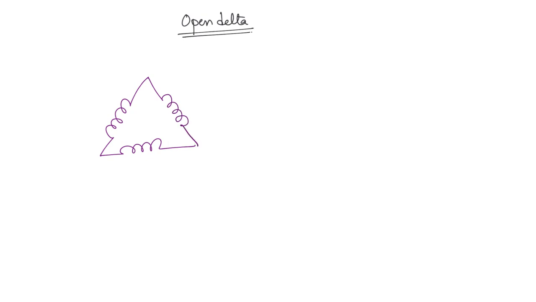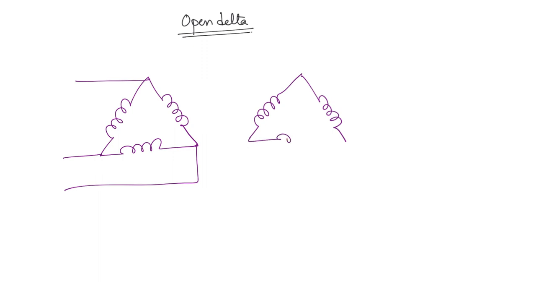Now we are going to discuss the open delta connection. So the delta connected winding is going to be like this, right? Now what happens if one of the phases is, for some reason, faulty or has been removed? Then what is going to happen? We are still going to get 3-phase output even if one of the phases is removed. That is the significance of the open delta connection.